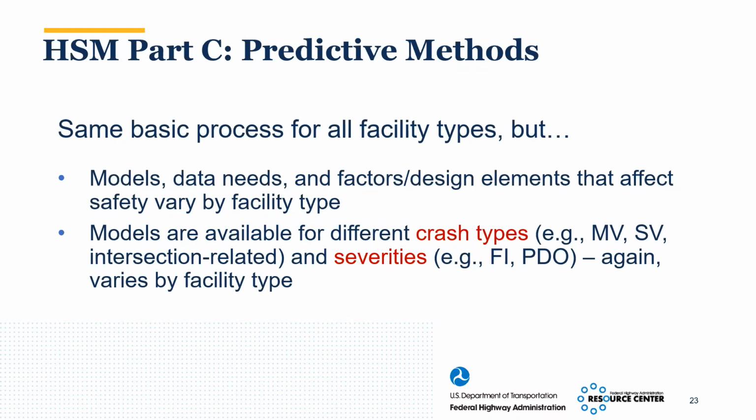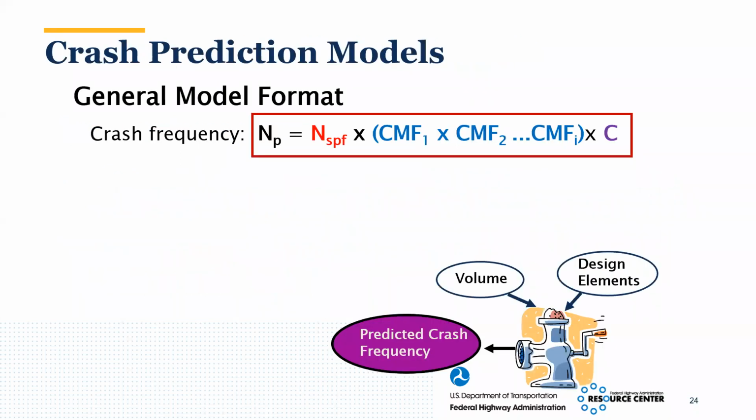And also they cover different severity levels. Some are for total, FI, which refers to fatal and injury, and then PDO, property damage only. But then again, they are different facility by facility. But the general model form is like this function. So let's review each of them.